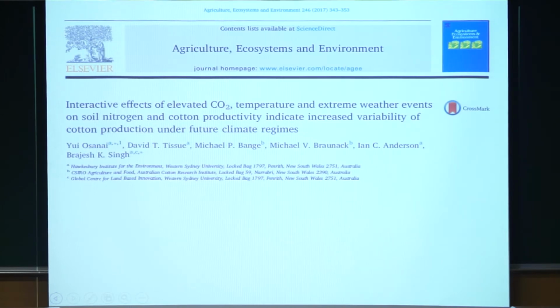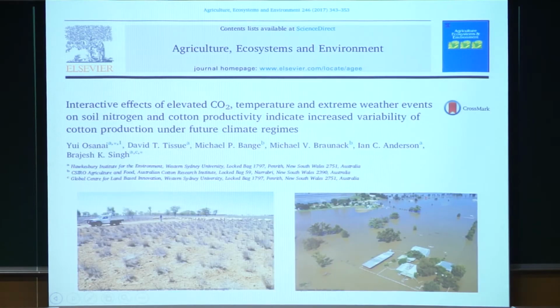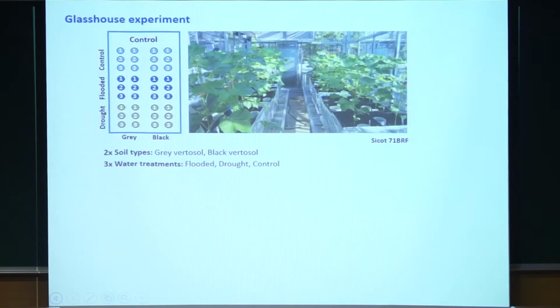So the next thing we did is we wanted to look at the interactive effects of CO2 and temperature, but then we combined it with floods and droughts. And we also looked at the soil component. So we're going back to the same idea here. And so this was a fairly complex experimental design which took advantage of our research facilities.